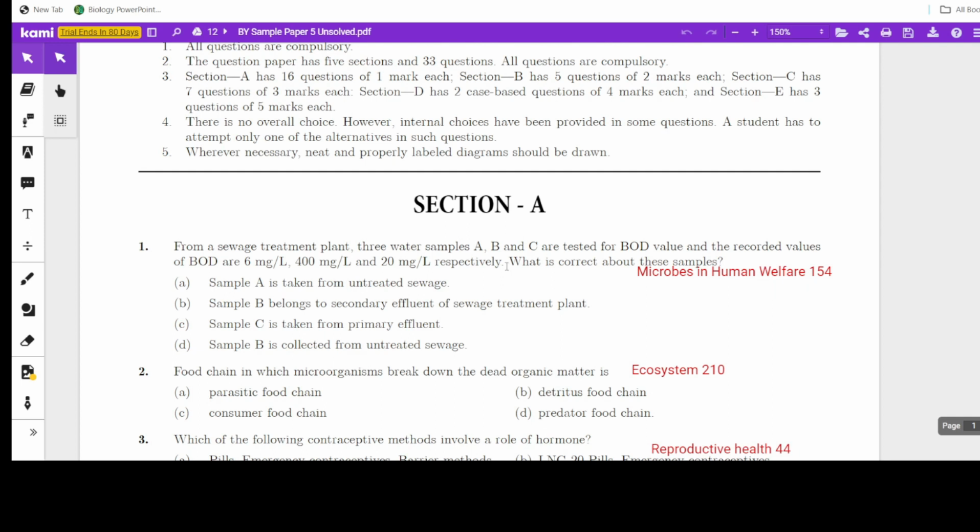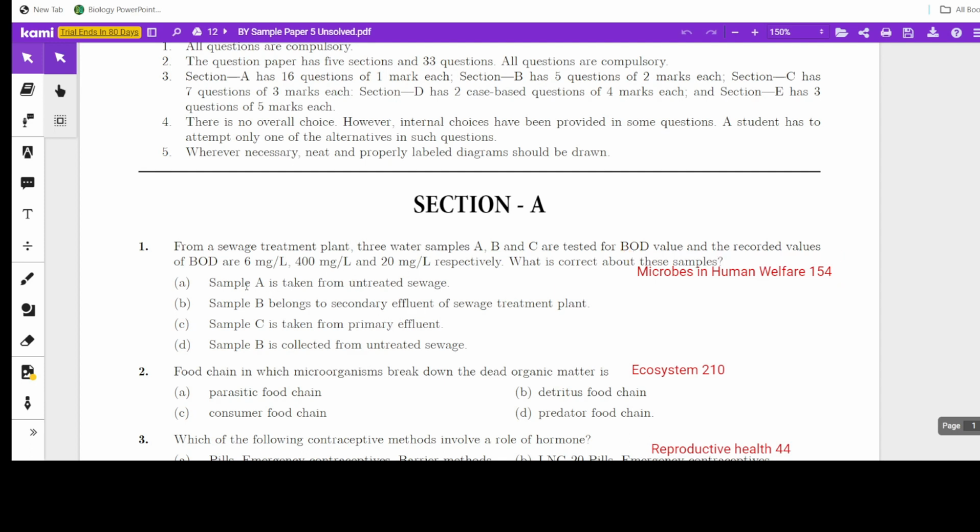Here they have given 3 samples, sample A, B and C. The BOD values are 6 mg per liter, 400 mg per liter and 20 mg per liter. So where is the BOD value more? In B, the BOD value is more, and A has got the least BOD value. And C, it is less actually. It has got reduced.